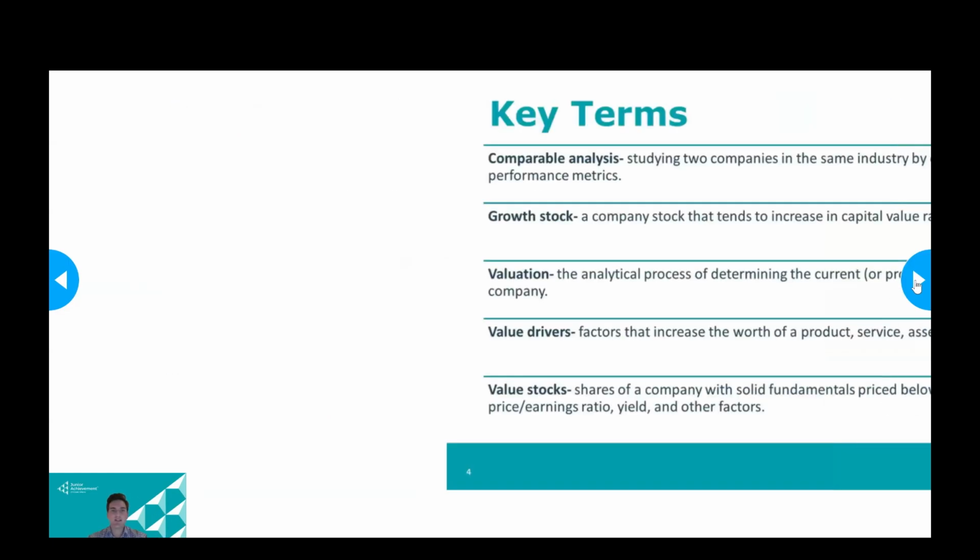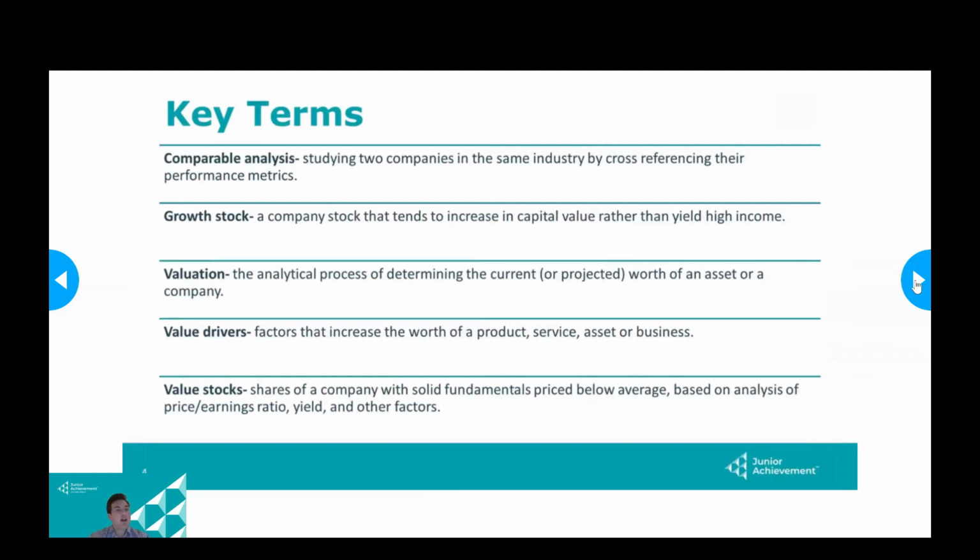So let's get right into the key terms. The key terms are very important to understand. Let's get started with the first one, comparable analysis. A comparable analysis is very simple. What you're doing is taking two companies and looking at them side by side and seeing how they compare within their market, their overall industry, how profitable they are, their income, and basically cross-referencing to see how they compare to one another and how they compare to the overall market.